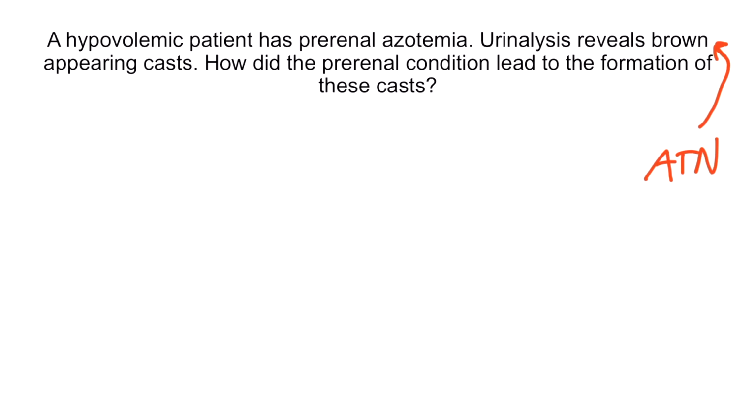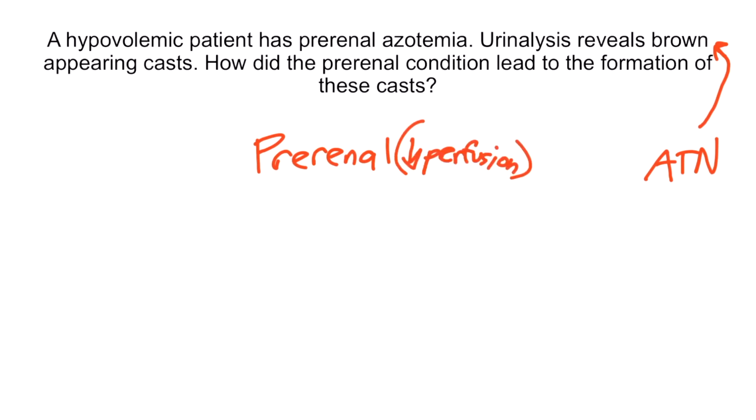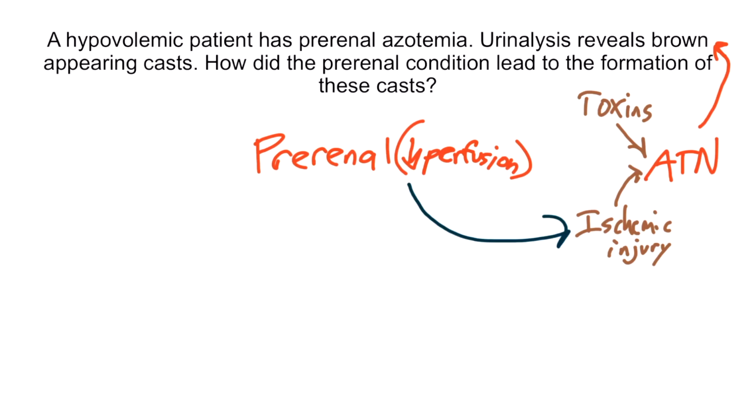However, the patient had a pre-renal condition. So why do they now have acute tubular necrosis, which is an intrinsic problem? Well, remember that pre-renal azotemia means there's decreased perfusion to the kidney. And what are the two causes of acute tubular necrosis? Toxins and ischemic injury. So in this patient, the pre-renal condition must have gone on long enough that it led to ischemic damage. And that answers our question. The pre-renal condition continued on long enough that ischemic injury occurred and the tubular cells experienced necrosis. So the patient had acute tubular necrosis.